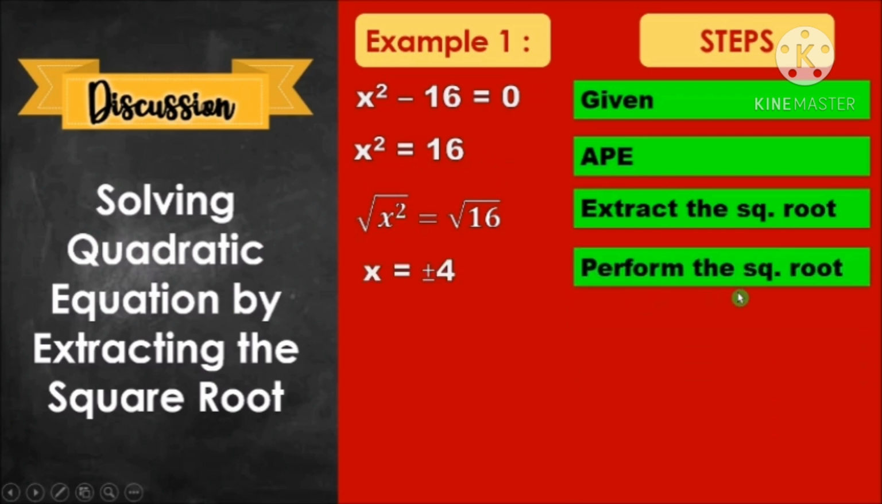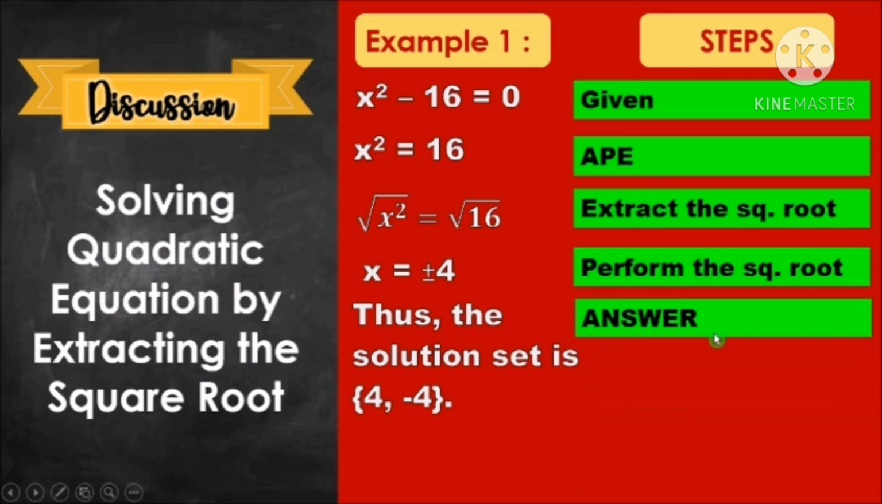Then, we now perform the square root. Square root of x squared magiging 2 divided by the index 2 magiging 1. Kaya ang sagot mo na ngayon dyan ay x raised to 1 or simply x equals plus or minus square root of 16 is 4. Bakit ngayon meron tayong plus and minus? Sapagkat ang kailangan nating value of x ay 2 because we are solving quadratic equation.